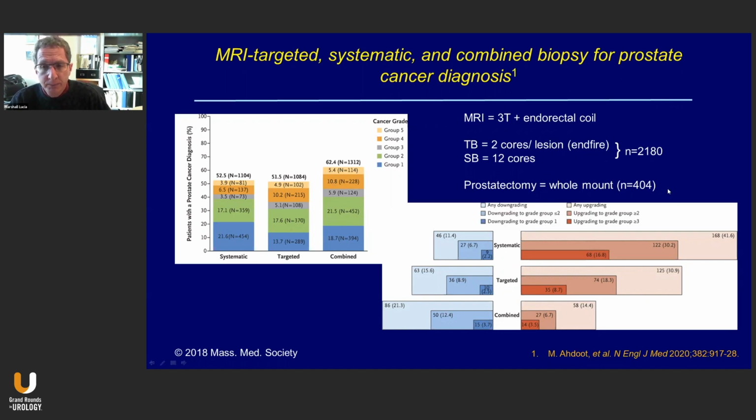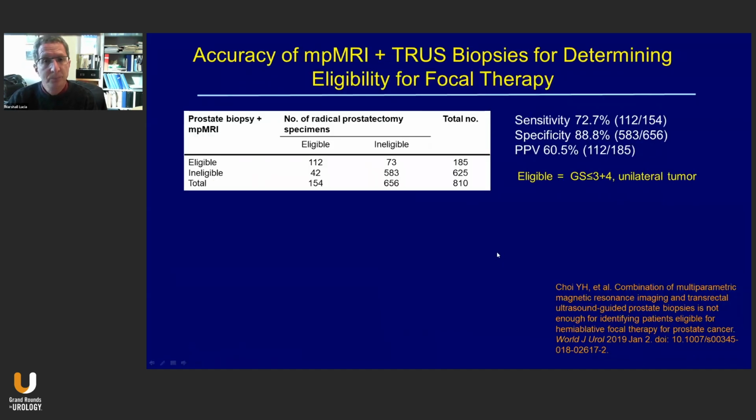So they could compare it with about 400 patients who had prostatectomies as the gold standard. And again, the combination resulted in less overall upgrading, only 14% were upgraded. And if you break this down to upgrading to grade group 2 or higher, or even grade group 3 or higher, it dropped even less. These would be significant upgrades here, and they were quite small when combined compared to targeted or systematic alone.